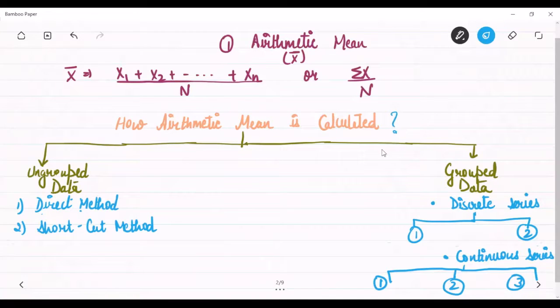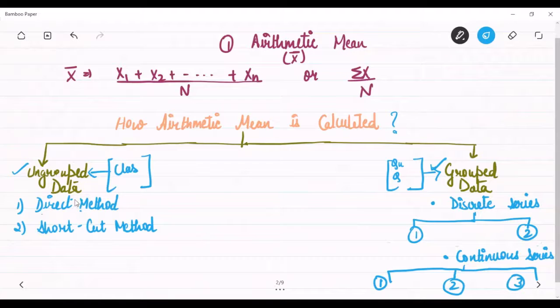There are two forms of data. Some are ungrouped data and some are grouped data. So what do you mean by ungrouped data? When we have not organized the data or classified the data, then it is known as ungrouped data. But when we have classified it in a proper way, then it is known as grouped data. We have learned about quantitative, qualitative and spatial time series. Okay, so that is known as grouped data.